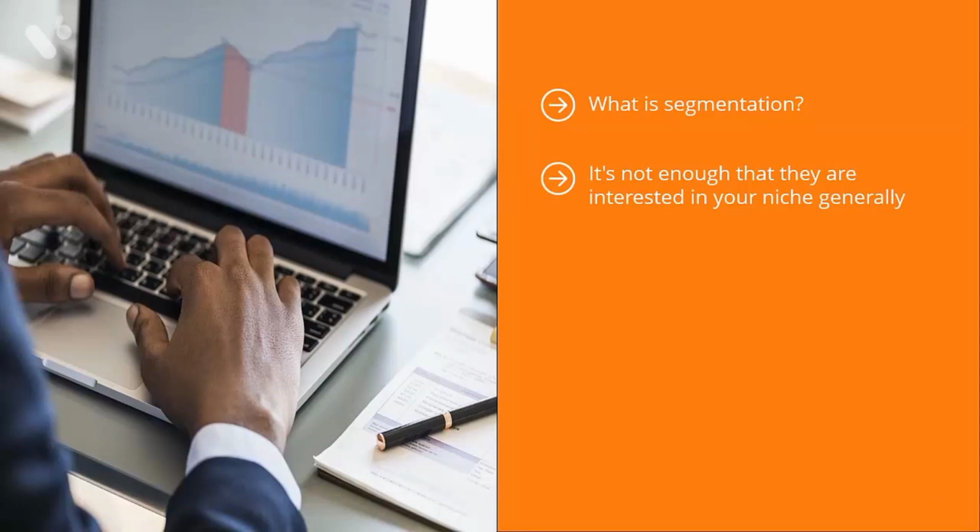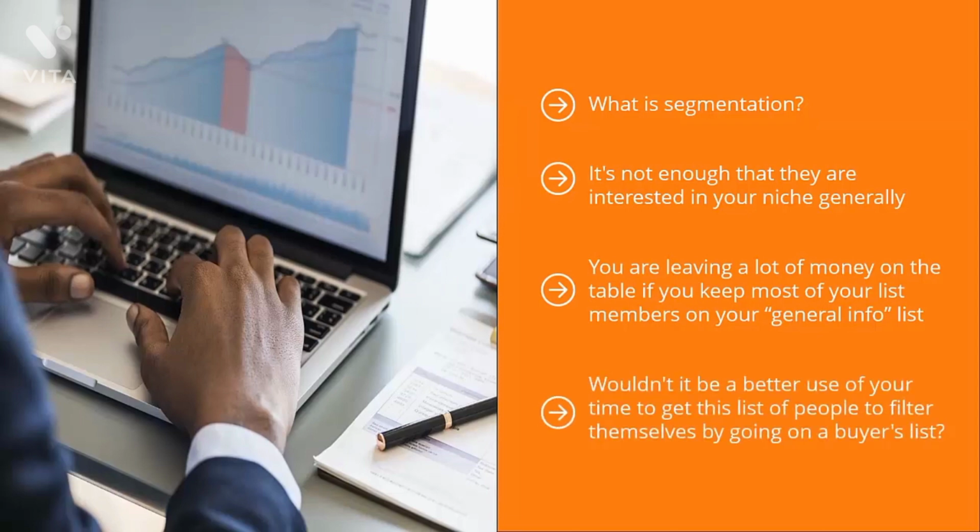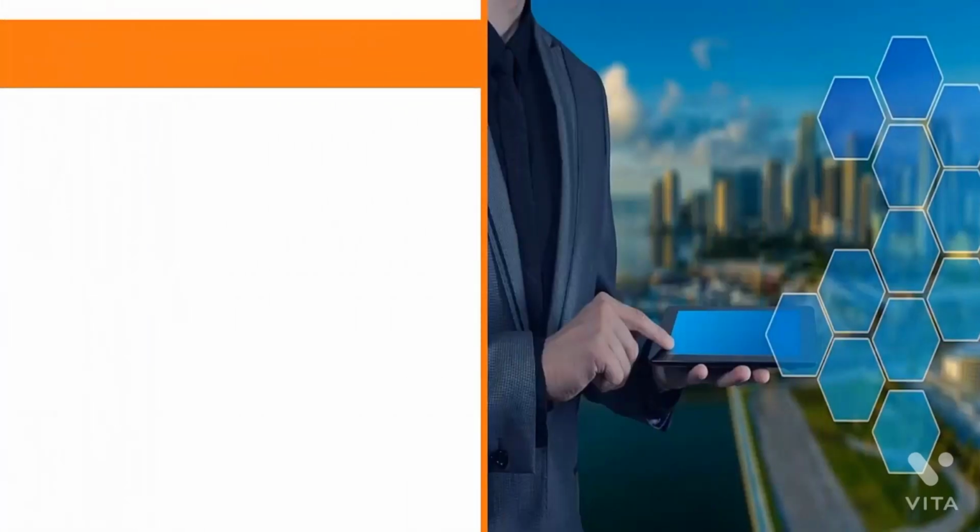them buying more products. You can also segment people based on their purchasing behavior. You are leaving a lot of money on the table if you keep most of your list members on your general info list. You can send update after update to this general list, and I can almost guarantee that the majority of the people are probably not going to buy stuff. Wouldn't it be a better use of your time to get this list of people to filter themselves by going on a buyer's list? Once they are on your buyer's list, you can then send better crafted or more targeted emails to get them to buy stuff.